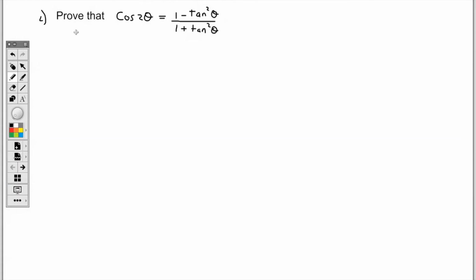Today we'll be doing a trigonometry question where we're going to do a proof. Prove that cos 2 theta is equal to (1 minus tan squared theta) all over (1 plus tan squared theta). Now, I'm going to prove that the right-hand side is equal to the left-hand side. Let's look at the numerator. For the numerator, I have 1 minus tan squared theta.